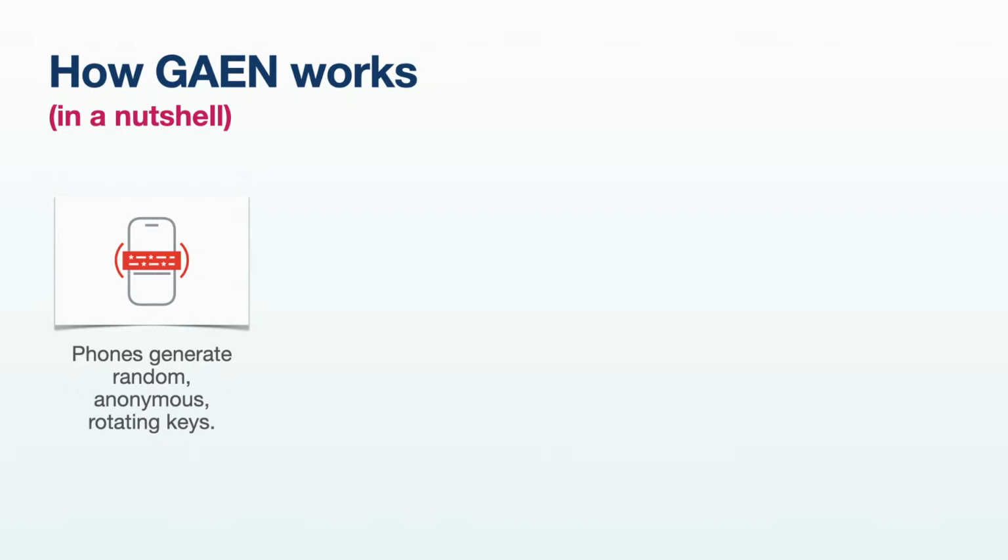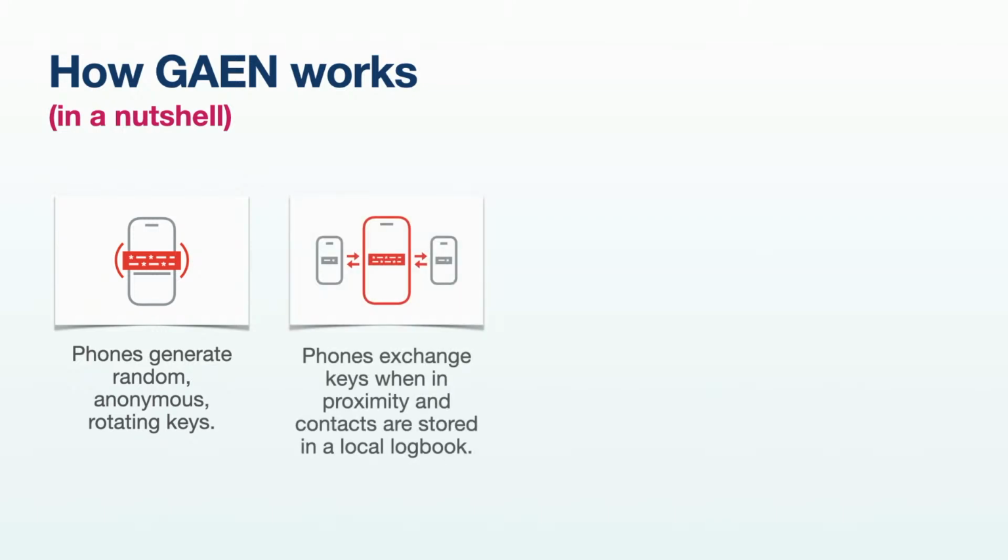These phones then generate these keys and they share them with other phones that they come into contact with in a certain proximity. They basically write down these keys in a sort of local logbook, and in that way you can know which keys you came into contact with. Not necessarily which person, because those keys are anonymous and cannot be traced back to a specific user.